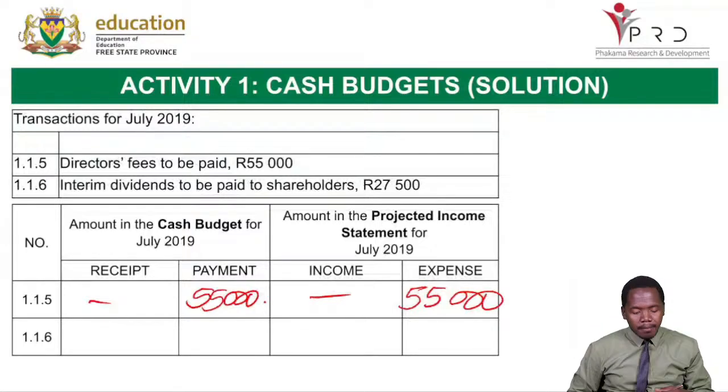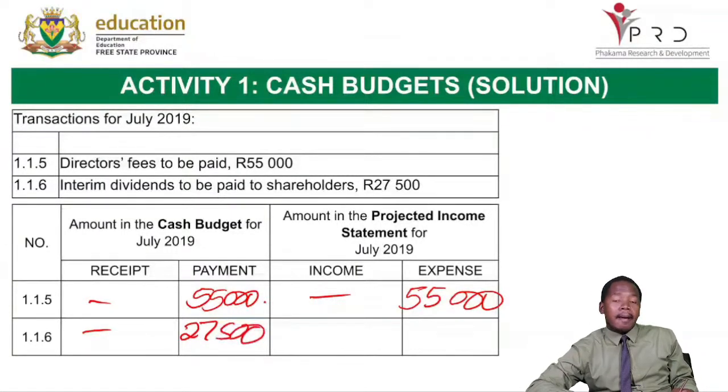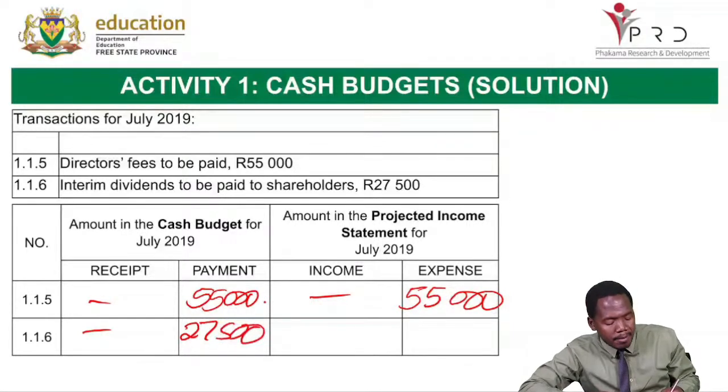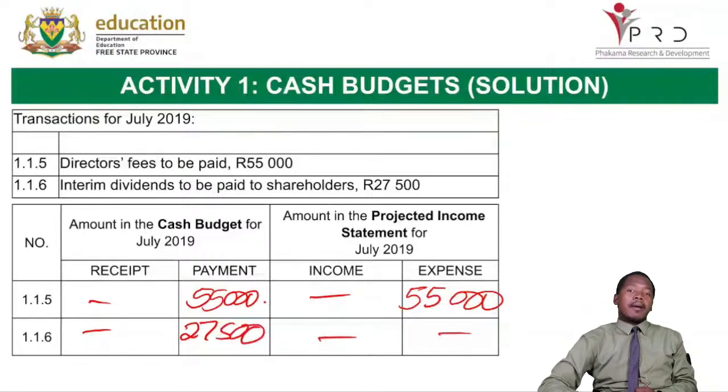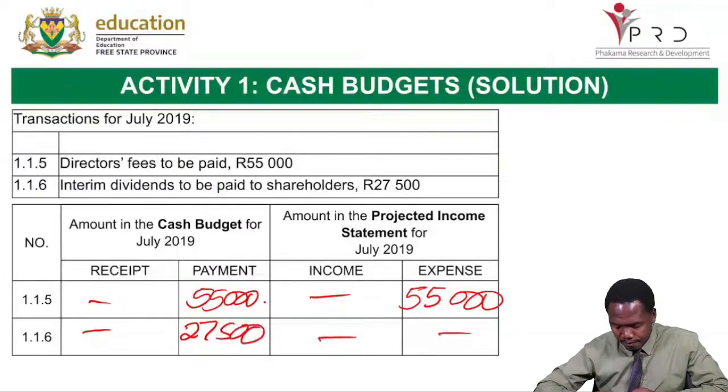Last one, interim dividends to be paid to shareholders. Now we have our interim dividends. Now I'm paying, so it is part of my cash budget because it's a payment. But under the projected income statement, is it an income? No, it's a payment. So we are not going to record. Remember, dividends are not part of the income. They are not part of the income statement.